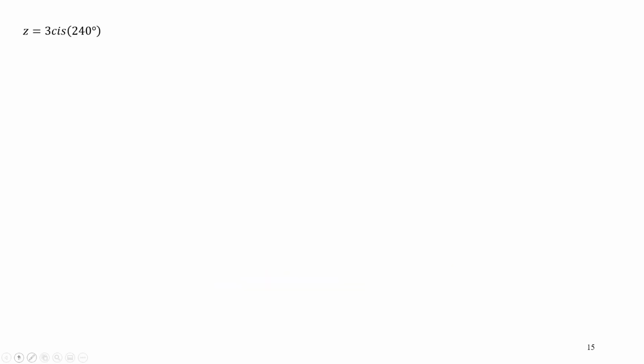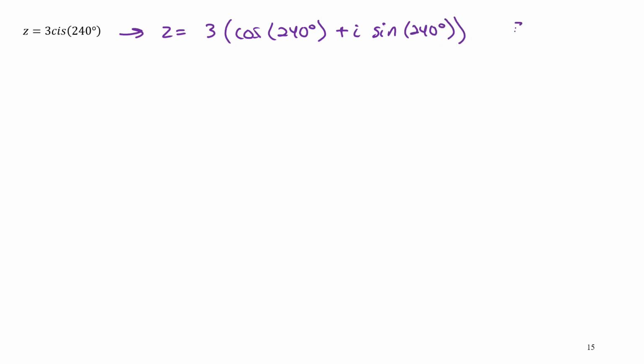So for the last one, we have z equals 3 cis 240 degrees. For this one, we're going to do the same thing we did in the last one. We can write this out as z equals 3 cosine 240 degrees plus i sine 240 degrees. And we know that z equals a plus bi, or we could write it as z equals x plus yi.